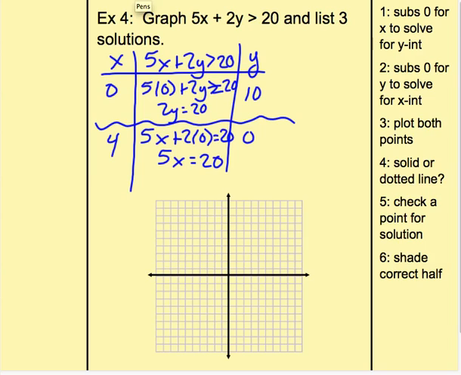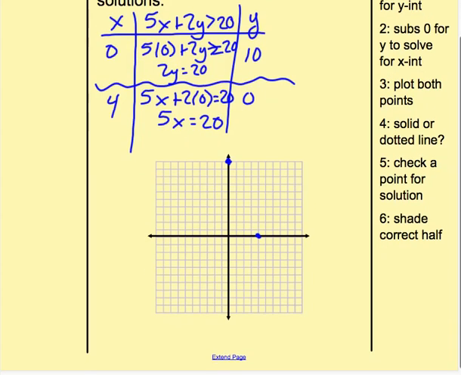So plotting these 2 ordered pairs, I have 0, 10, where 10 is my y-intercept, and 4, 0, where 4 is my x-intercept. Is the line solid or dotted? We have a greater than, so our line is dotted, and because these points are far apart, I would need to simplify my slope, so I'm going to make this process a little bit quicker and do a very off-center dotted line for you on this one.